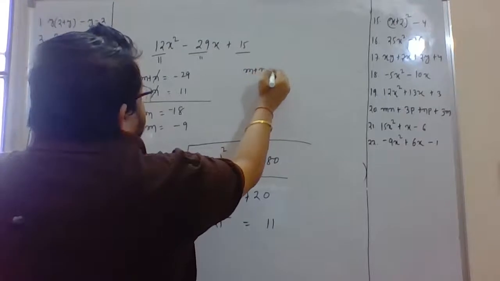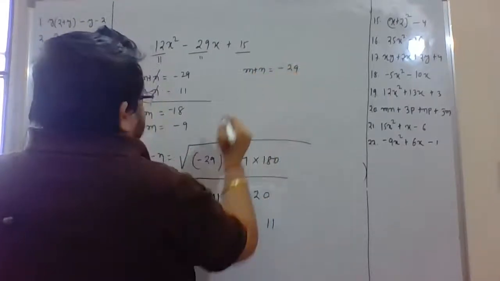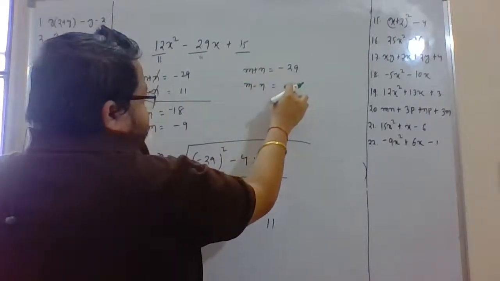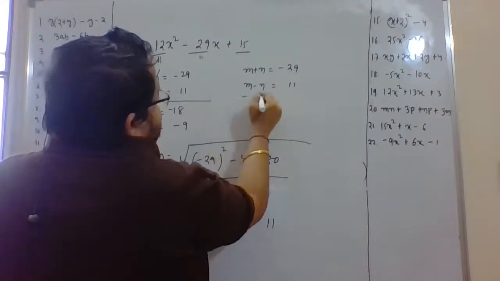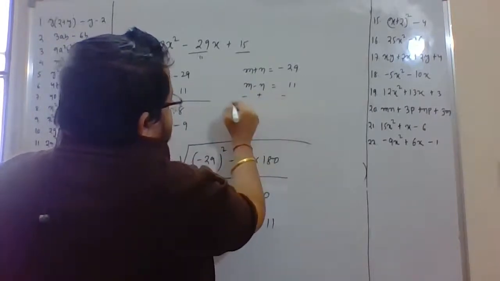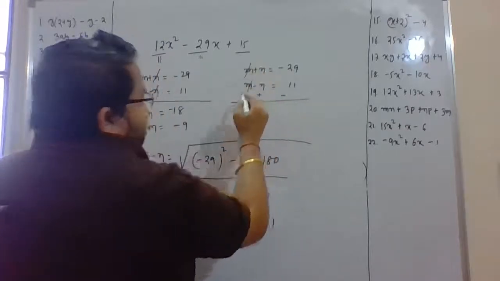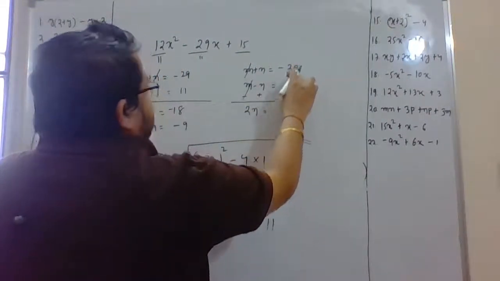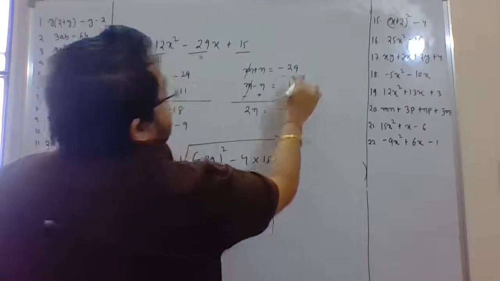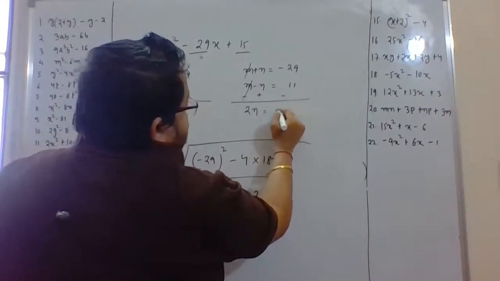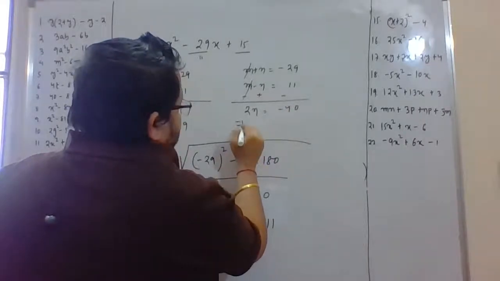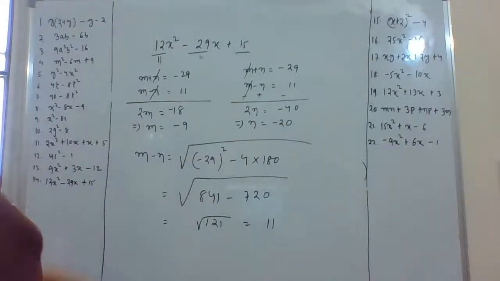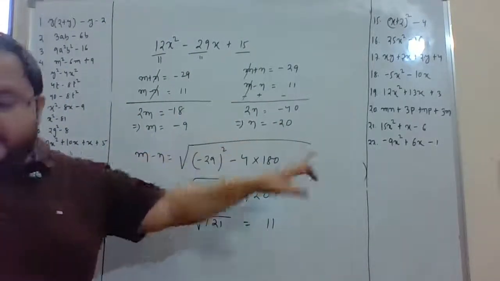So m plus n equals minus 29, m minus n equals 11. If I subtract equation 2 from equation 1, this one will become minus, this one will become plus, this one will become minus. So obviously m and minus m will get cancelled out. So 2n is nothing but minus 29 minus 11. That is nothing but 29 plus 1 is 30 plus 10 is 40. So that is nothing but minus 40, or n is nothing but minus 20. Okay. So if you see, m is minus 9, n is minus 20.